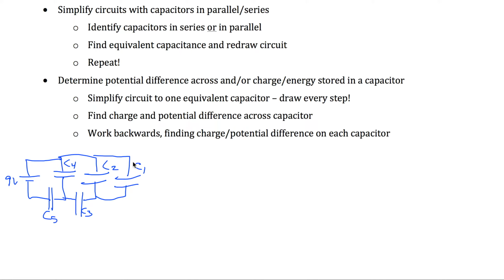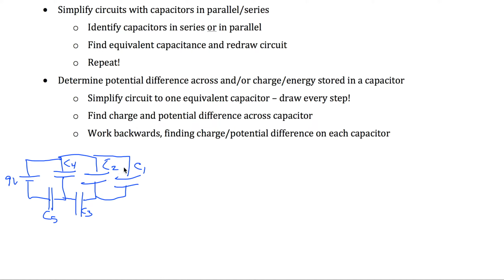And most of the time you're given values for these. So the first step is to identify whether a capacitor is in series or in parallel, find the equivalent capacitance, and redraw the circuit. So you look at these and look at what's the first set of capacitors that are either in series or parallel. So C1 and C2 are your only option here. They're in parallel.